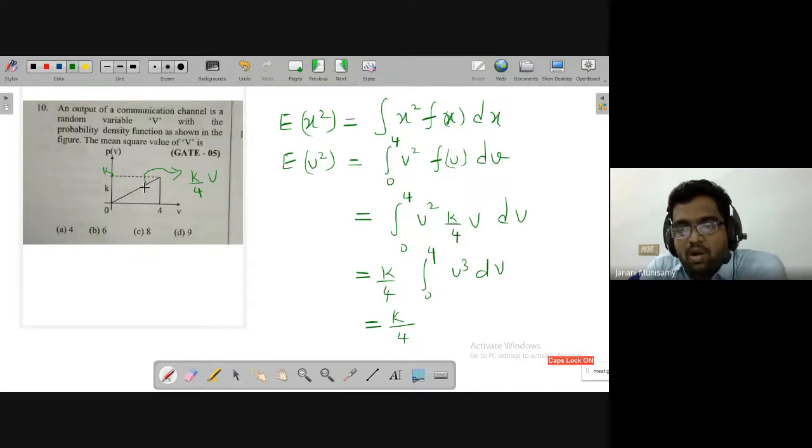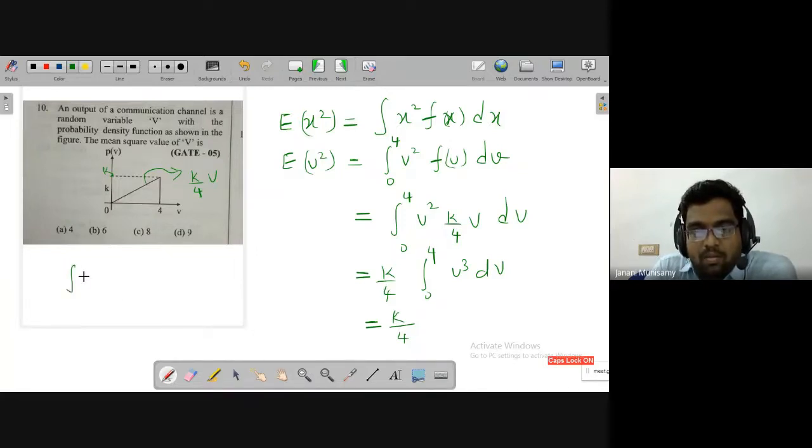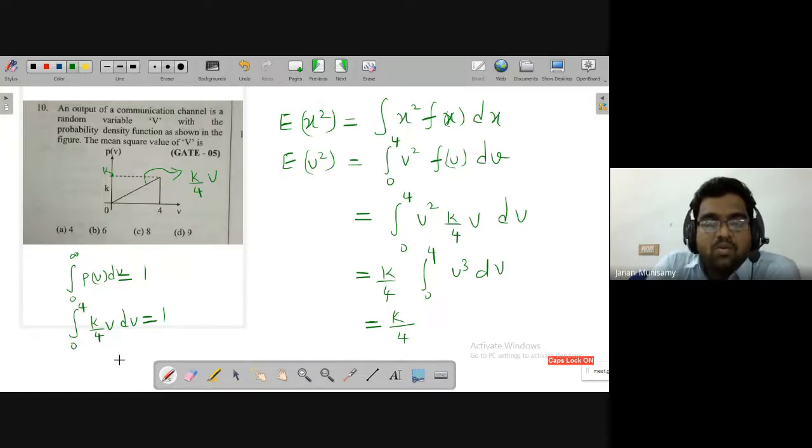Okay, I'll tell you how to calculate k. You know that whenever the probability is given, the integration of p of v from 0 to infinite or from minus infinite to plus infinite has to be 1. So as per that concept, what is the integration of p of v? That is k by 4 v dv is equal to 1, again from 0 to 4.